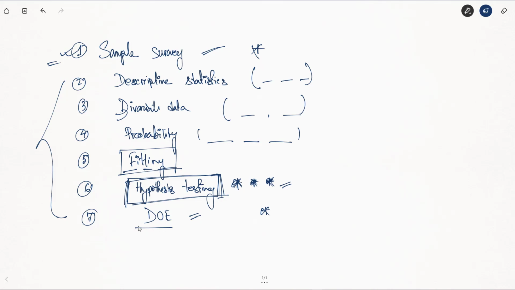The last one is design of experiment, where we learn how to design different kinds of experiments, or some pre-known or very standard types of experiment designs, right? So these are the different units that we will cover in this syllabus. So let's go and start with the first unit, that is called sample survey.